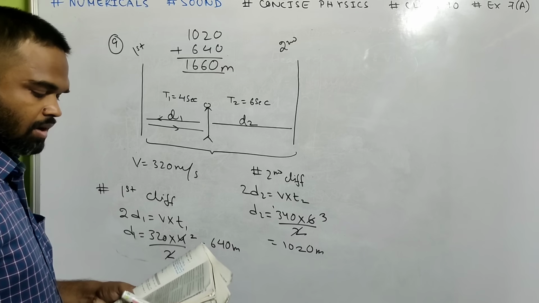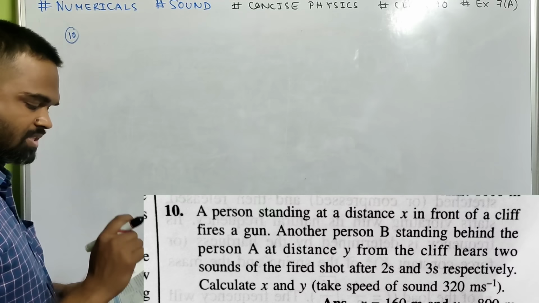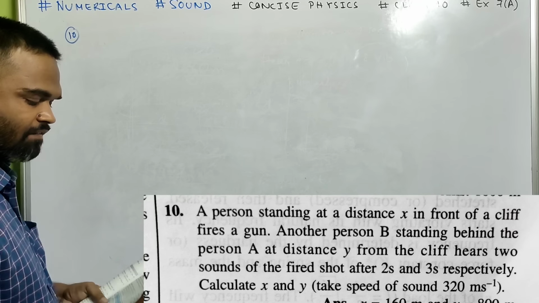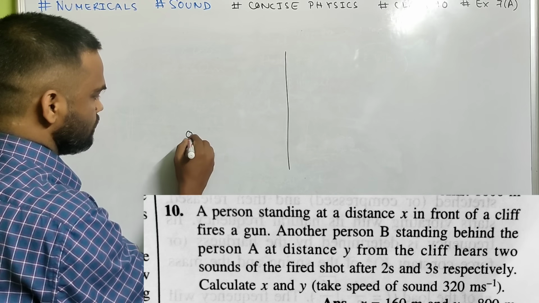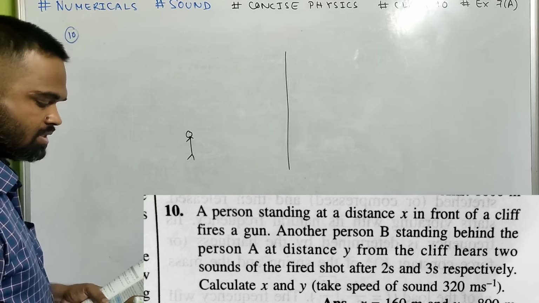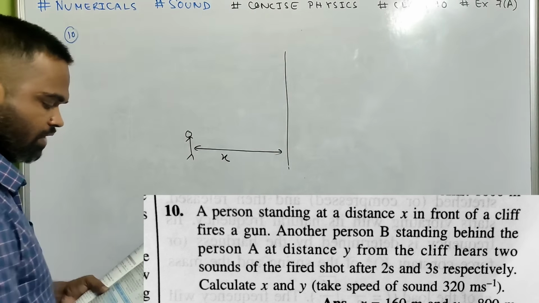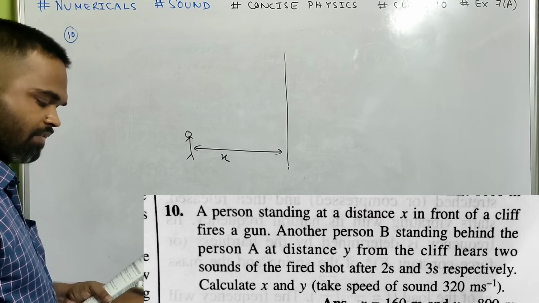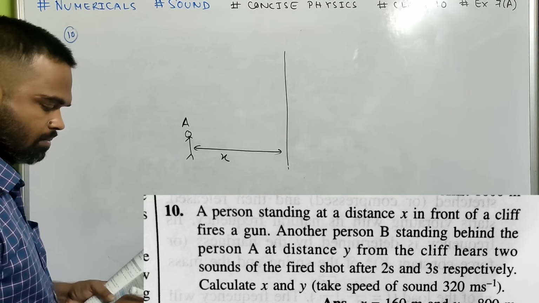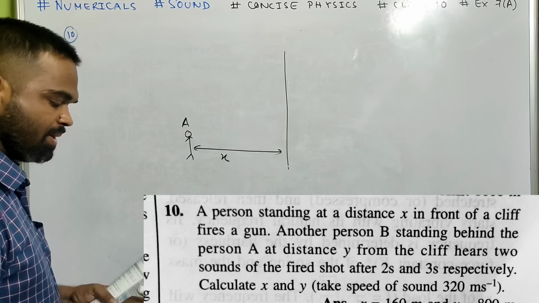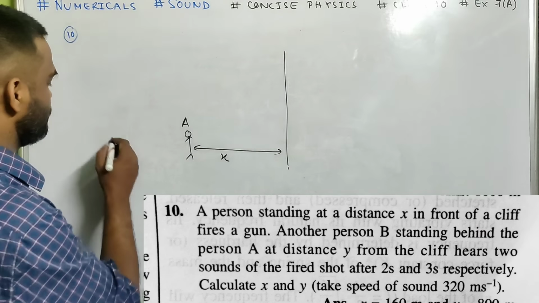Simple. Now let us look at number 10. A person standing at a distance x in front of a cliff. This distance is x in front of a cliff. Fires a gun. This is A, person A. Another person B standing behind person A at a distance y from the cliff.